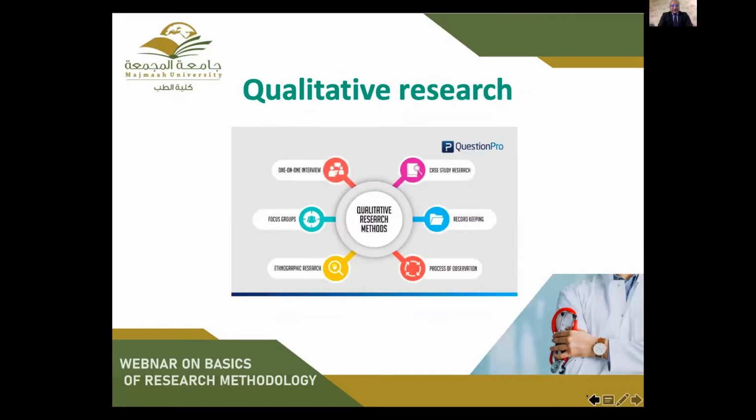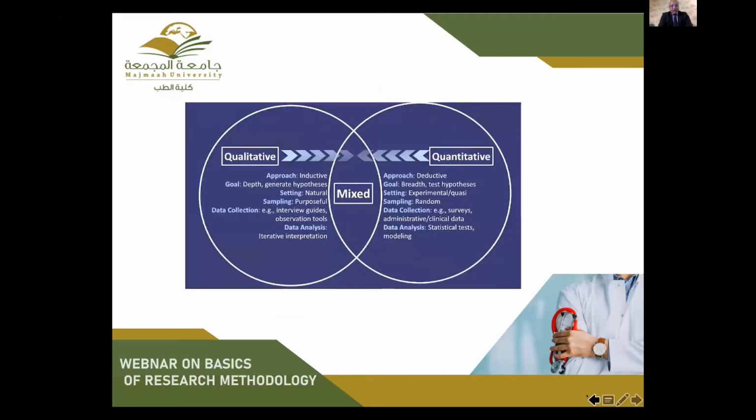We have a difference between qualitative research and quantitative research, and you can see here that we have different types: study research, record keeping, the process of observation, ethnographic research, focus group research, and one-to-one interviews. These are all qualitative kinds of research. Whereas when you look at the central part, it is known as mixed research, which has a combination of the qualitative and the quantitative parts.